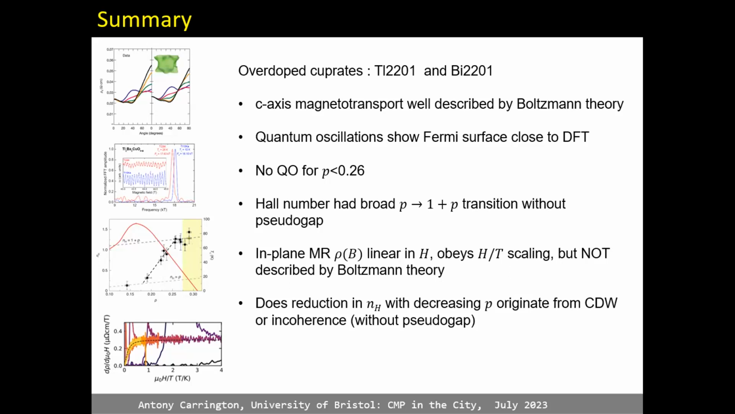And then finally, this in-plane magnetoresistance is another mystery. It seems to obey H over T scaling, which implies that the field and temperature are kind of conjugate variables, but it's not described by Boltzmann theory. And then, yeah, I think I'll stop there. Thank you.